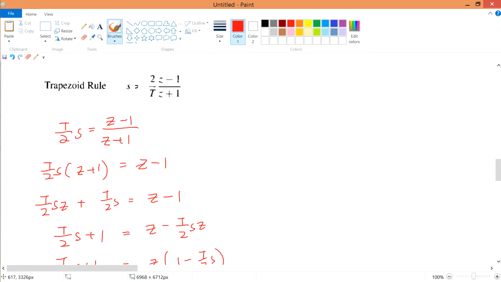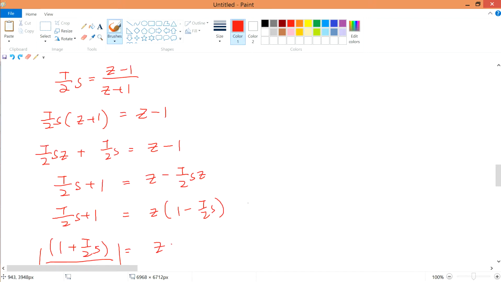Instead of doing that step just now, I'll just bring this, this is 2 over T times this one. So I'll bring this T upwards and bring this 2 downwards. So what I will have is T over 2 times s equals to this thing over here. I think we are clear. Now I'll bring this z plus 1 upwards again. So I'll have T over 2 times s times z plus 1 equals to z minus 1 over here.